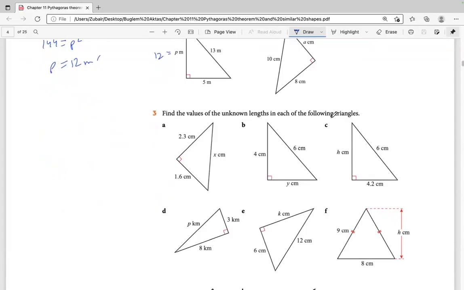Find the values of the unknown lengths in each of the following triangles. So number one, square root, 17.63328. Just press that square root and get the answer in decimals.